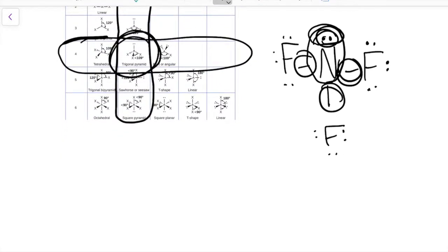To draw the trigonal pyramid, you'll put an N here, do this little triangle with the fluorine, and then you'll put this fluorine over here, and then you'll put a dashed line or triangle with the fluorine over here. Don't forget your 1 lone electron pair, and that is your 3D shape.